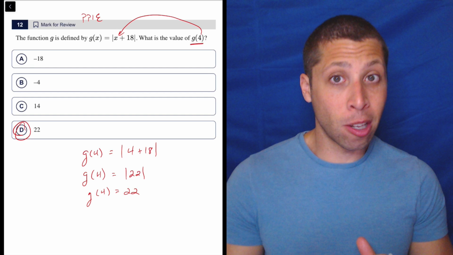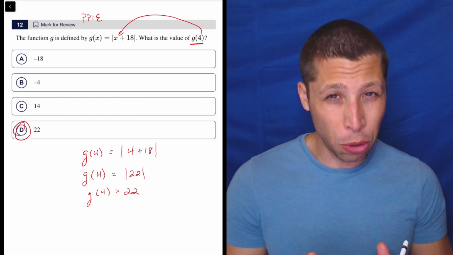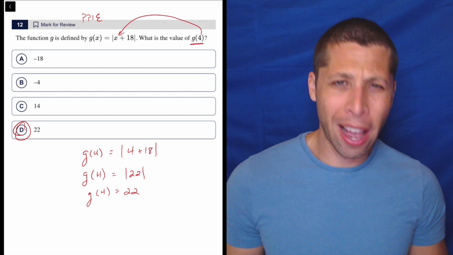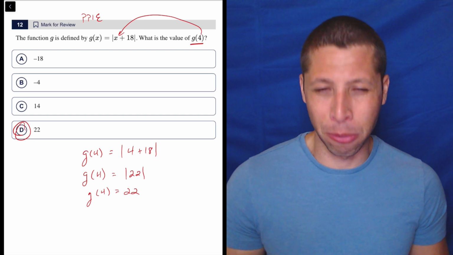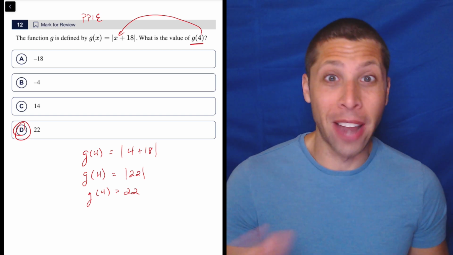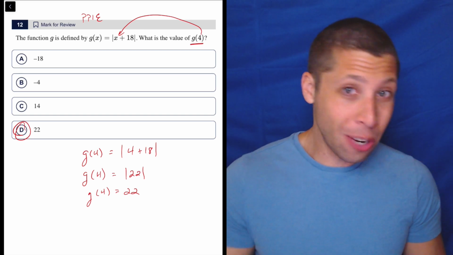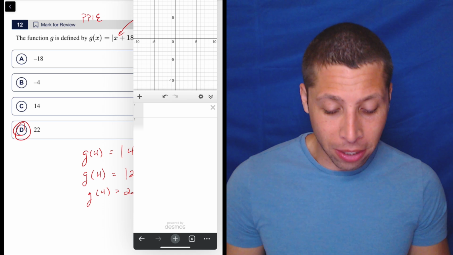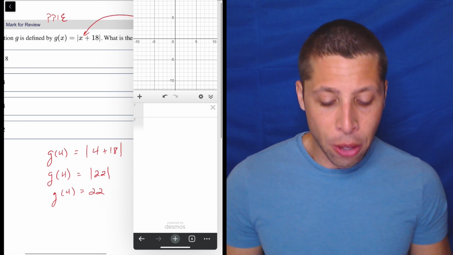So that algebra, I definitely think, is what most people should be doing here. You hopefully have enough of a sense of what absolute value does that you can navigate that. But if you were in any way unsure, all you've got to do is put this in the calculator, right? You can do that too. And you could put it as written.